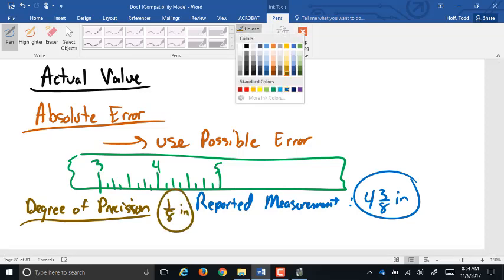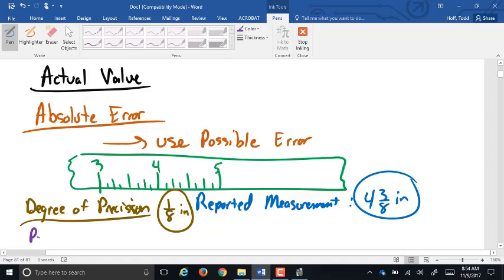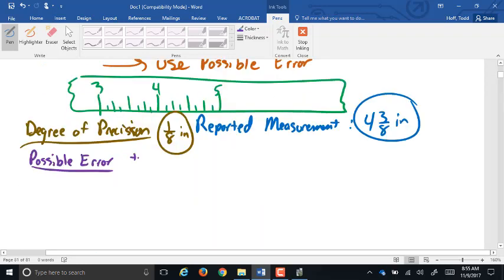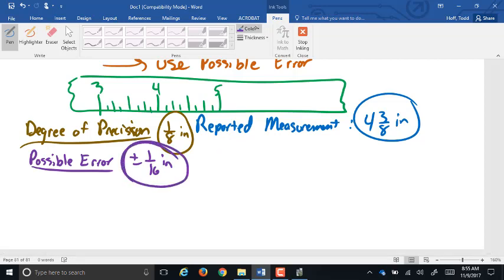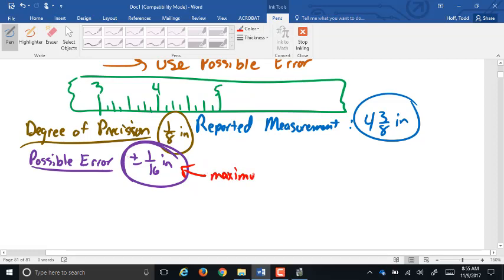So that means the possible error is what? What's half of an eighth? Plus or minus a 16th of an inch. That's what we're going to use as our, assuming that you use the instrument properly, we're going to assume that's our maximum absolute error.